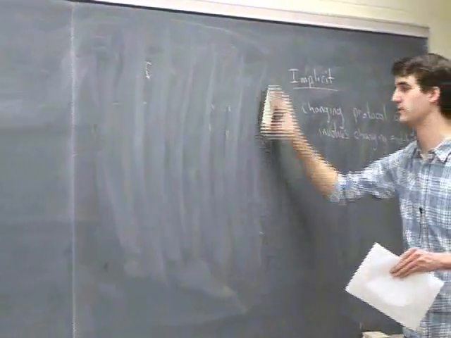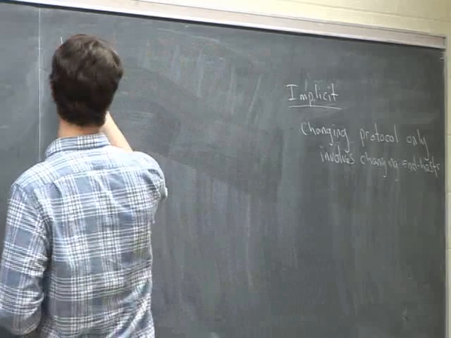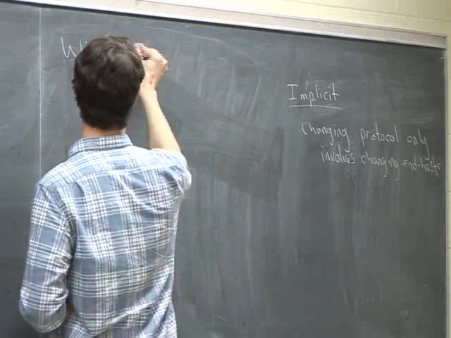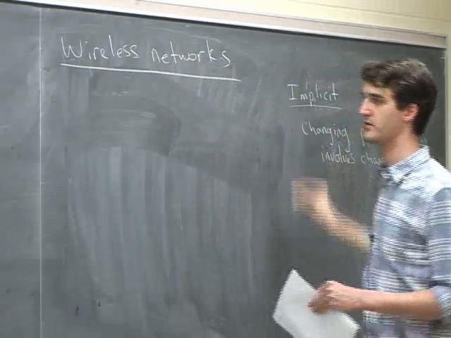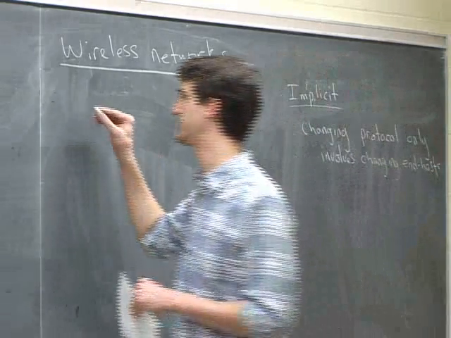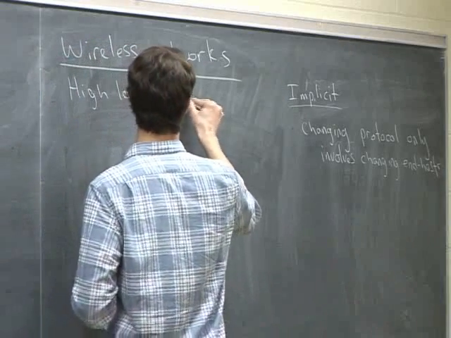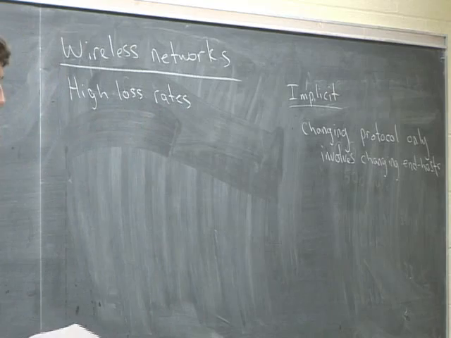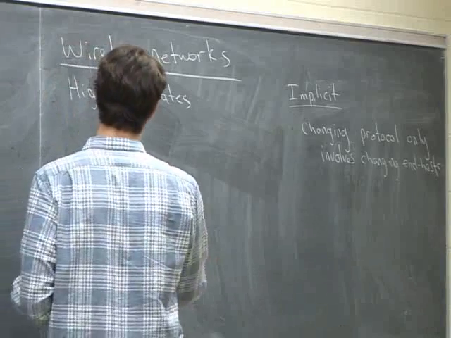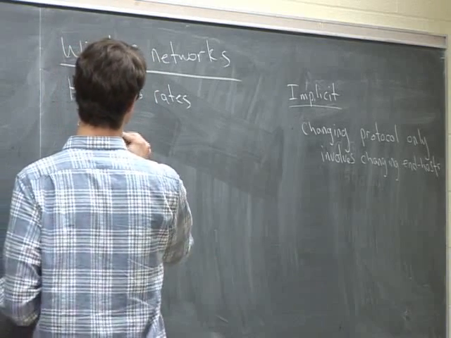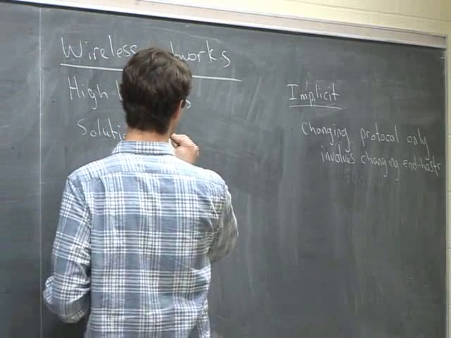So one more scenario where TCP doesn't do that well is when we have wireless networks. Wireless networks have very high loss rates, and as we know, TCP assumes that any sort of loss is its fault. So the way to overcome this problem is to use the lower layers to help TCP. We use the link layer.